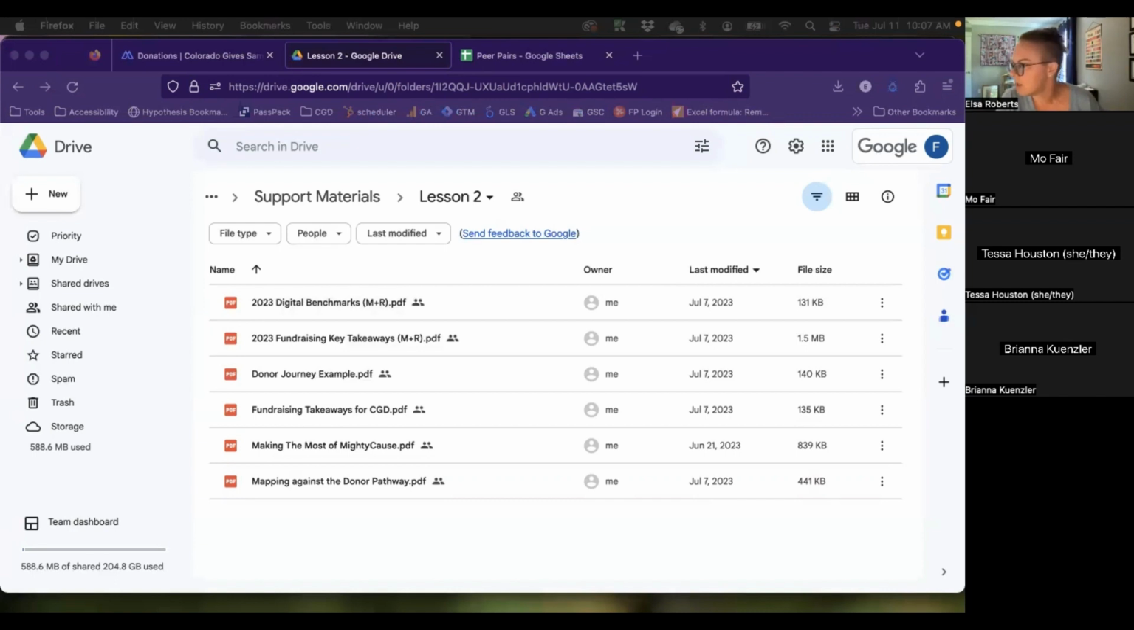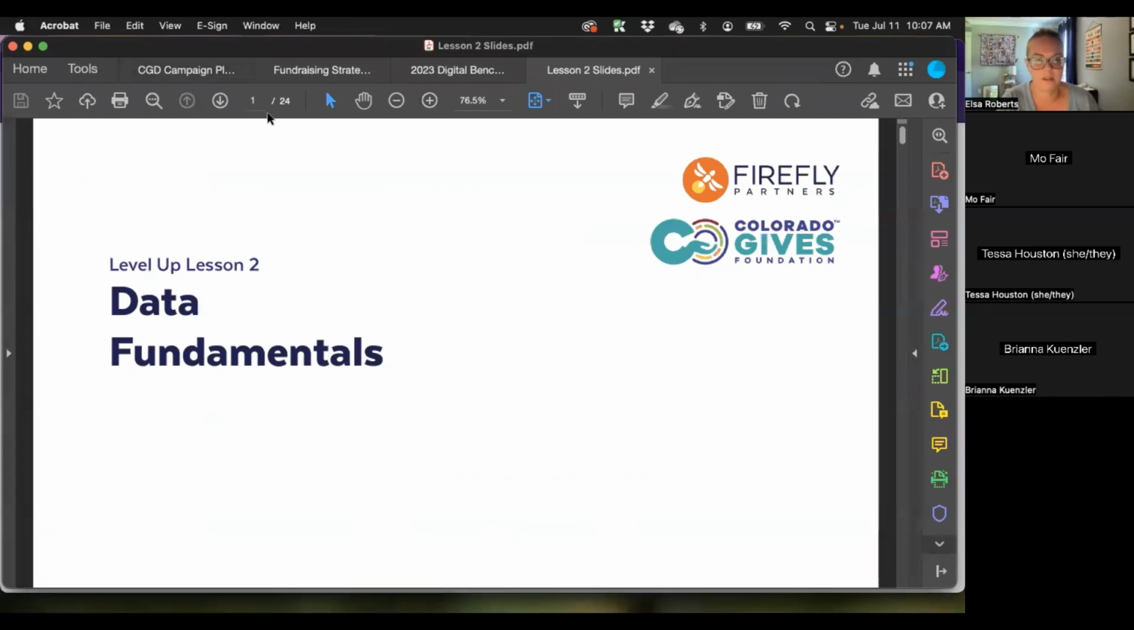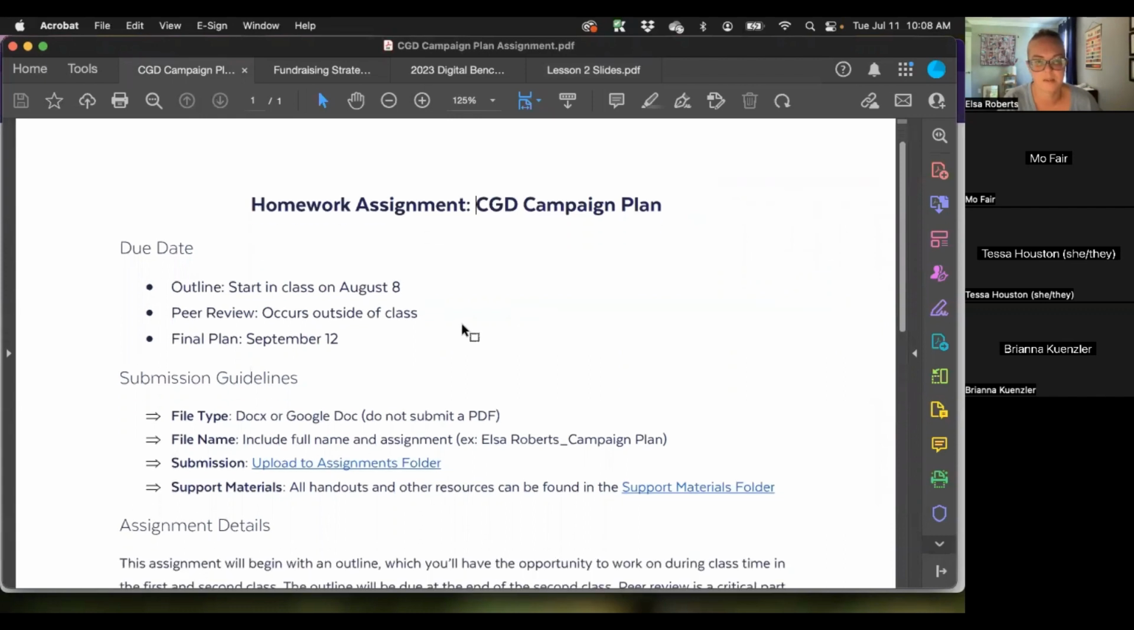Okay, so I want to quickly walk through what is entailed in the campaign plan homework assignment, because you'll start working on that next month. That's what the third class is going to be about, so I want to give you a little bit of a preview. You'll start working on the outline for the campaign plan in class next month, and you will review with your peer pair outside of class. And then the final plan you'll submit into the Google Drive folder for assignments by September 12th.